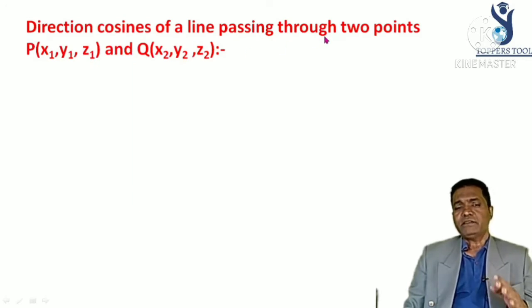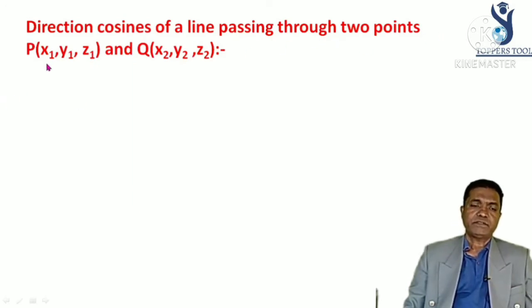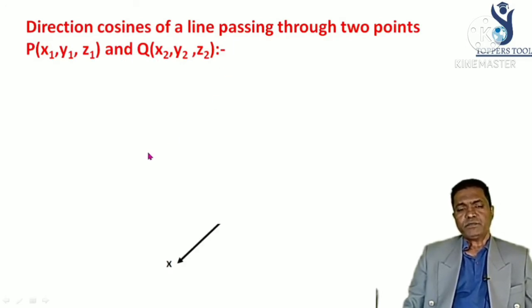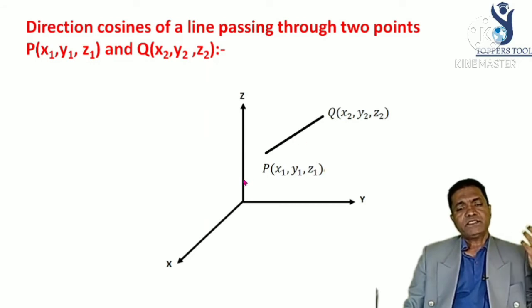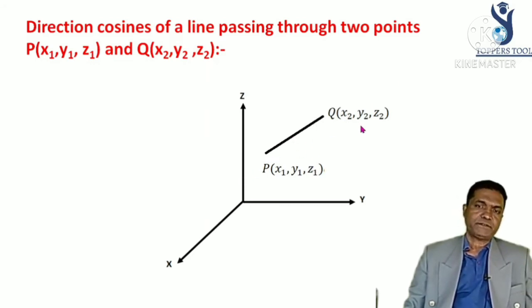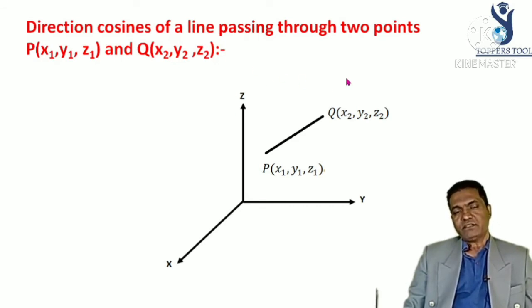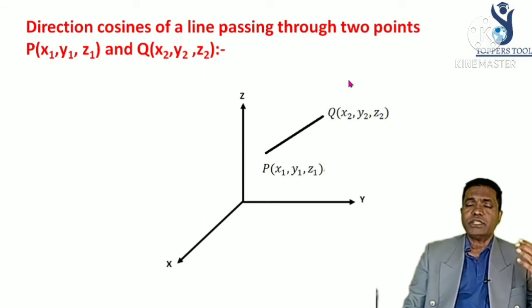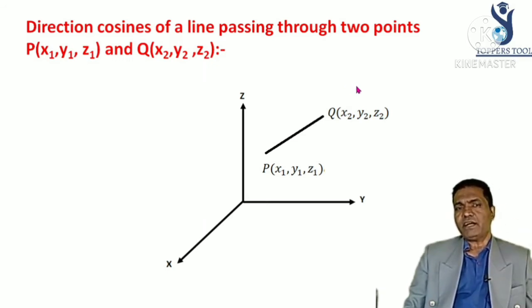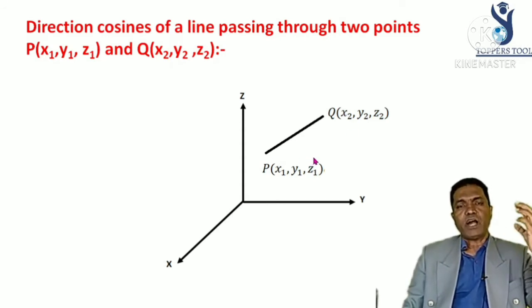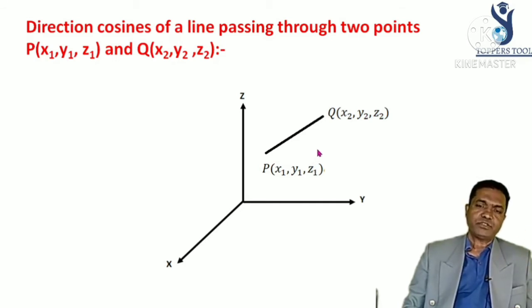Direction cosines of a line passing through 2 points P(x1, y1, z1) and Q(x2, y2, z2). Suppose there is any line in space that passes through 2 points, then how do we find the direction cosines of this line? We know how to find direction cosines if we know the angles alpha, beta, gamma. But if you don't know alpha, beta, gamma, but you know that the line is passing through 2 points, then how can you find its direction cosines? So that is the thing to be learned here.